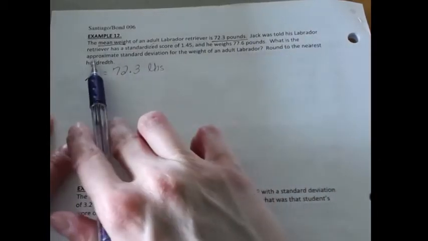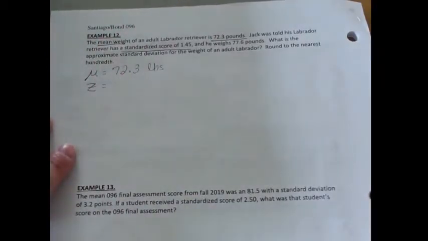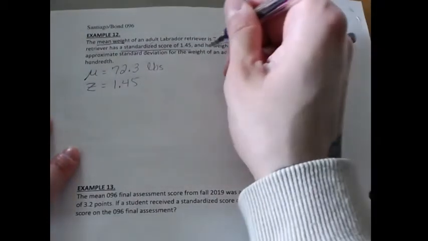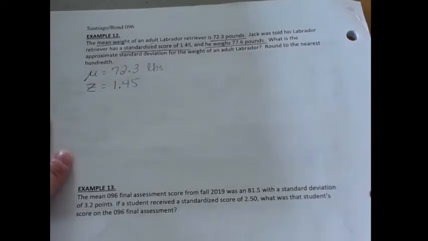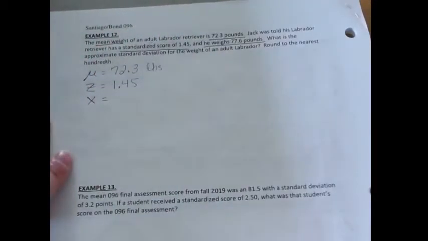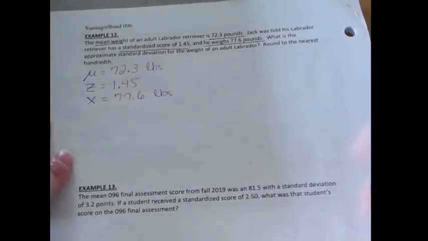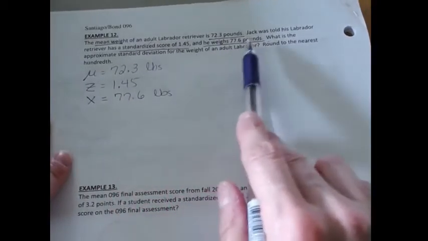Jack was told his Labrador Retriever has a standardized score of 1.45. So we know his standardized score, which is another word for z-score, is 1.45. We're also told that he weighs 77.6 pounds. Because we know his raw score, his actual weight, that represents our x, our raw data value, and that's 77.6 pounds.